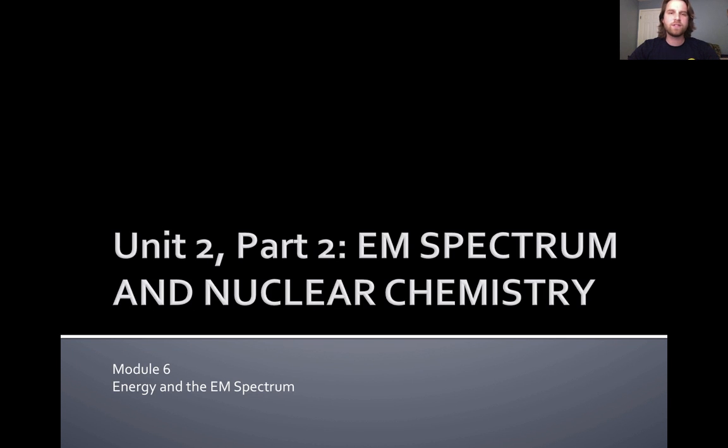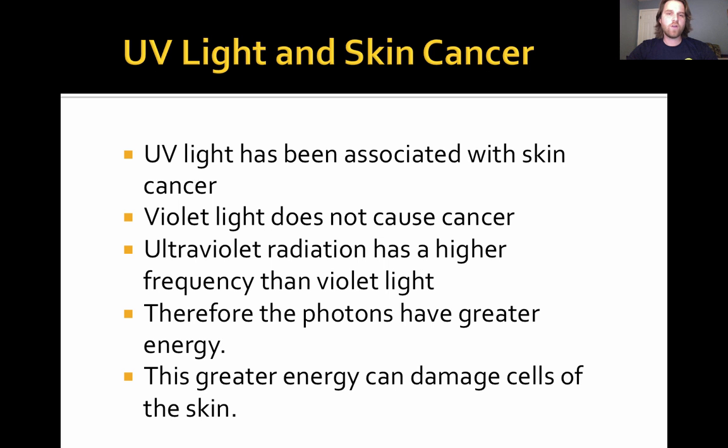We're on now Module 6, Energy and the Electromagnetic Spectrum. So we're going to start off by talking about UV light and skin cancer. Now UV is ultraviolet, and it's been associated with skin cancer. Now violet light doesn't cause skin cancer, and it's actually part of the visible spectrum. But ultraviolet radiation has a higher frequency than violet light. Therefore, those photons actually have a lot more energy and therefore are capable of causing damage to the skin.